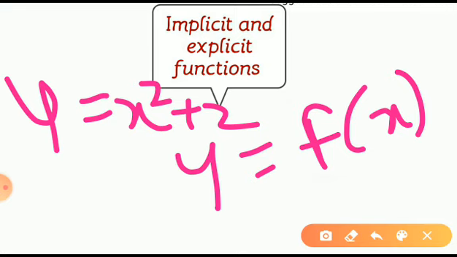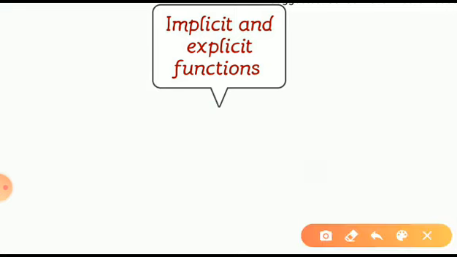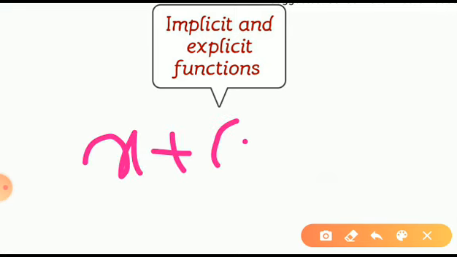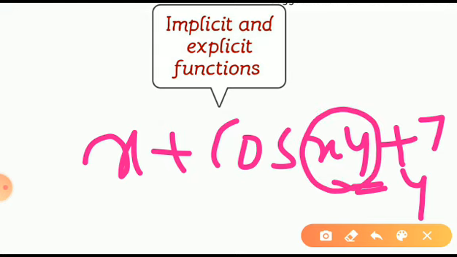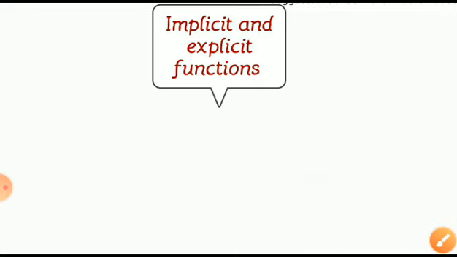That function is called an explicit function. Suppose the function is x plus cos of xy plus 7 equal to y. If this is the function, can I write y only in terms of x? I cannot, because here we have cos of xy. Such functions are called implicit functions. We have seen how to find the derivatives of implicit functions. Now we'll see how to find the derivative of a parametric function.